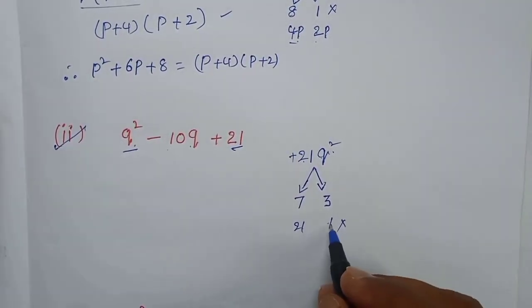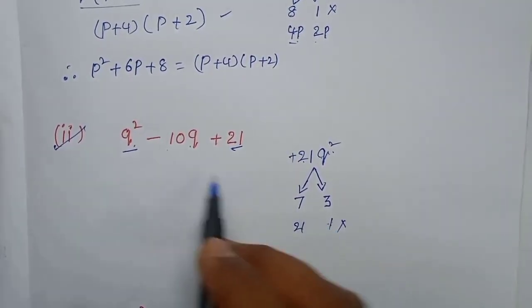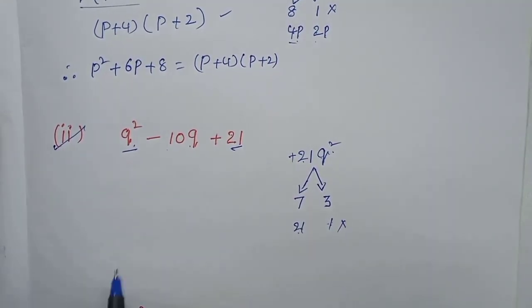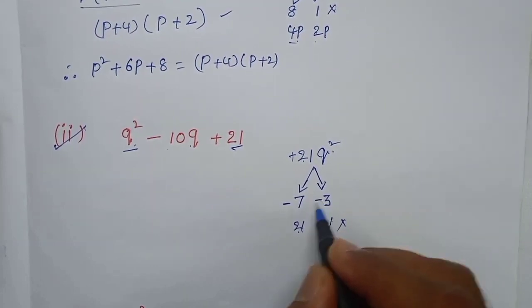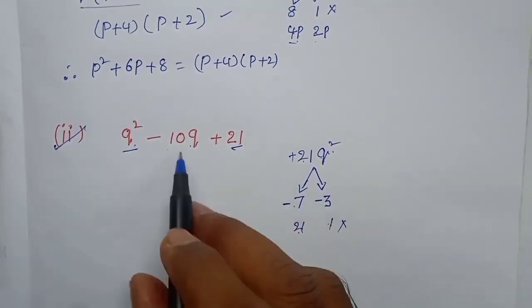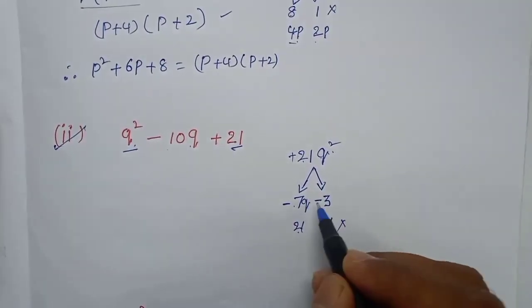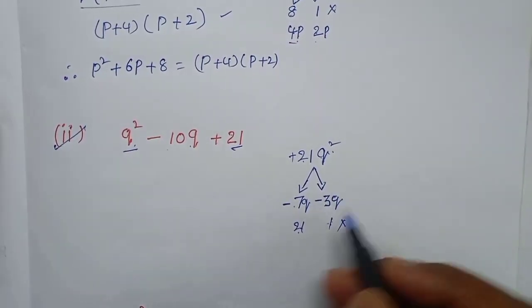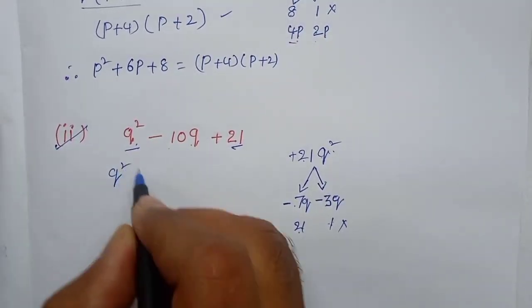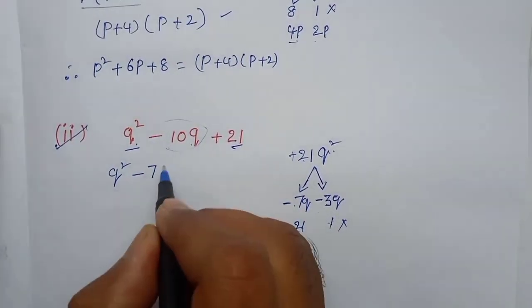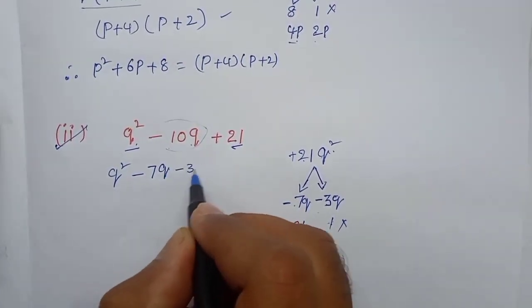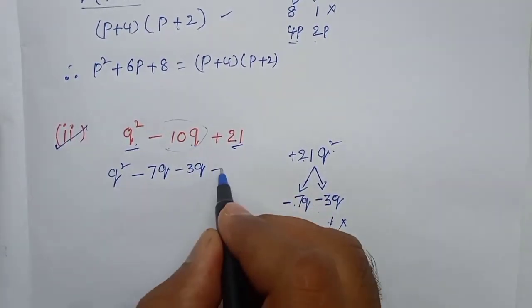By adding, 21 plus 1 is 22. By subtracting, it is plus 20. So it is suitable, as you see, minus 7 minus 3. See, the sum of minus 7 and minus 3 gives us minus 10. So q square minus, in place of minus 10q you can write minus 7q minus 3q. So this ఈ విధంగా మనం దీన్ని స్ప్లిట్ చేయాలి.